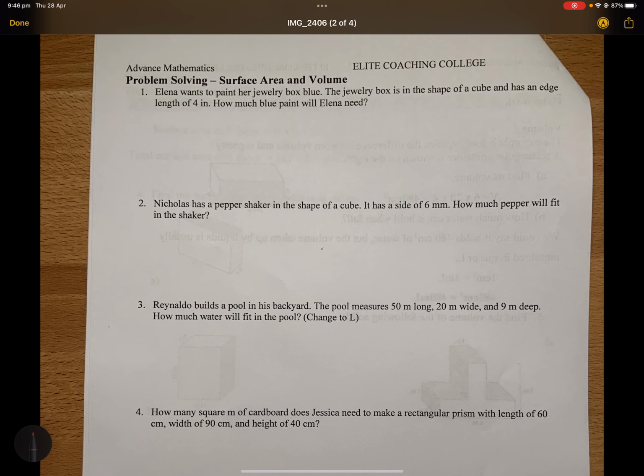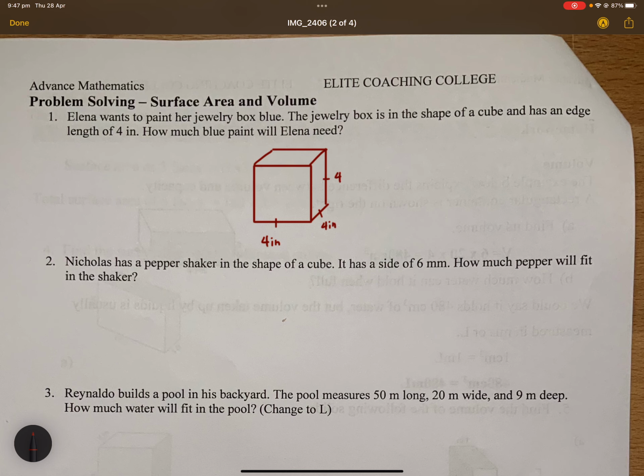It says Eleanor wants to paint her jewelry box. The jewelry box is in the shape of a cube and has edges of 4 inches. So imagine you have a cube. Okay, and each side of the cube is 4 inches in length. Now it says Eleanor wants to paint this box. So she wants to paint all the outside of the cube. How much paint will she need?